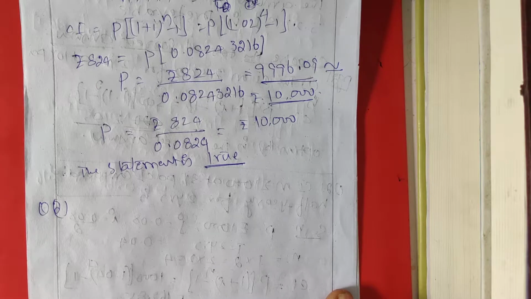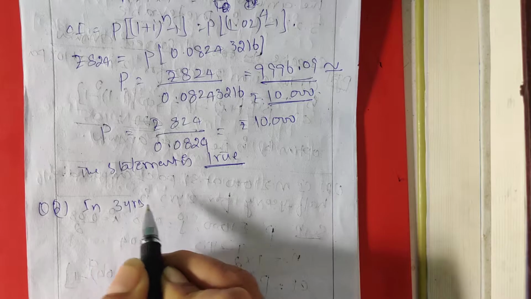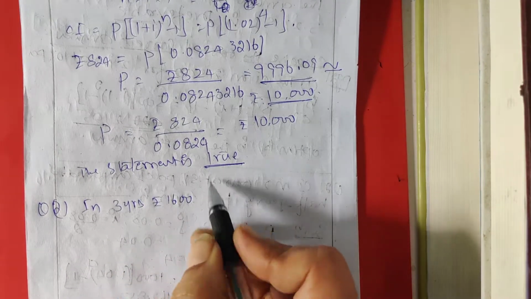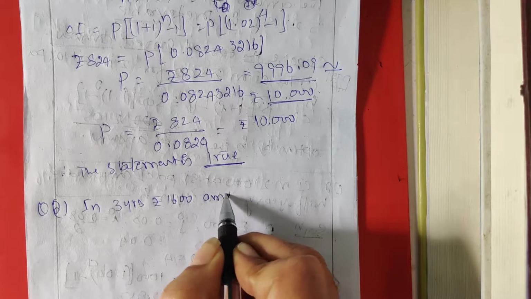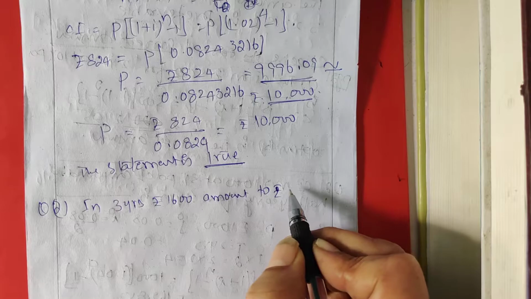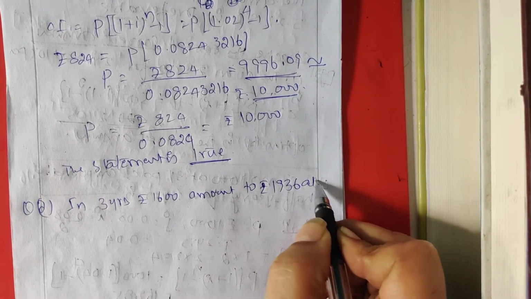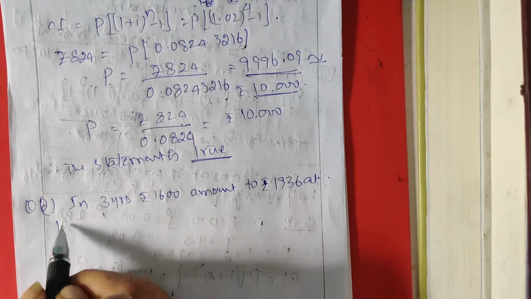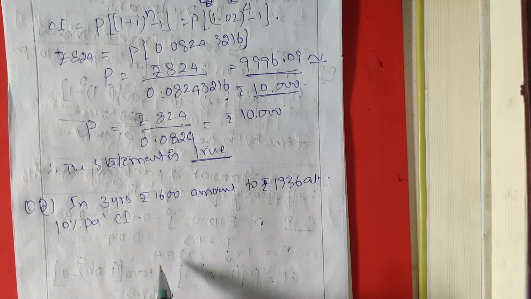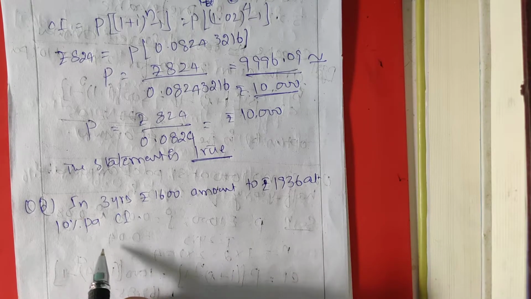In 3 years, rupees 1600 amount to rupees 1936 at 10% per annum compound interest. This statement, true or false, you have to verify.